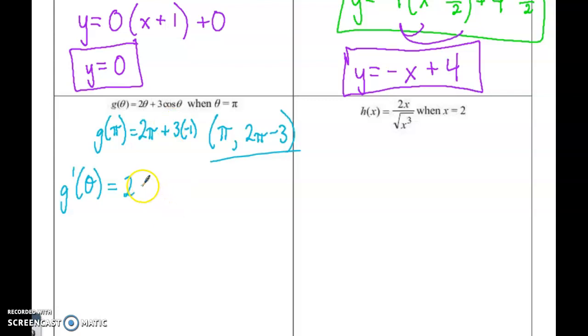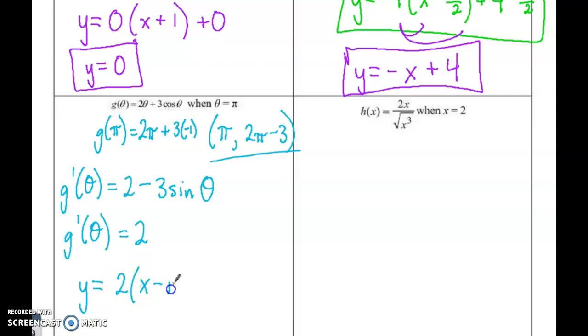Now the derivative of cosine is negative sine. That 3 just kind of goes along for the ride. And sine of pi is 0. So I hope you're okay that I just write equals 2. So then the equation of the tangent line equals the slope, and then x minus your x-coordinate, and then plus your y-coordinate. And this is acceptable.